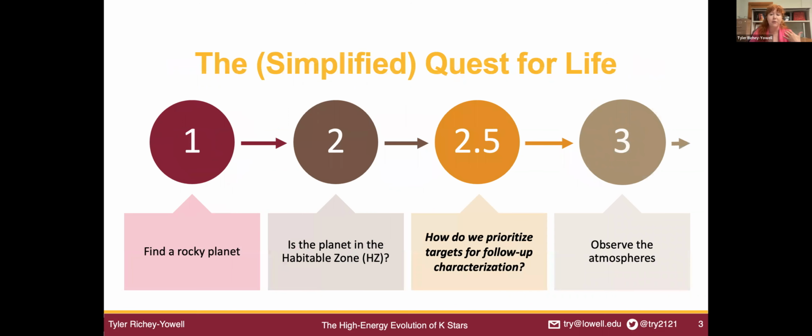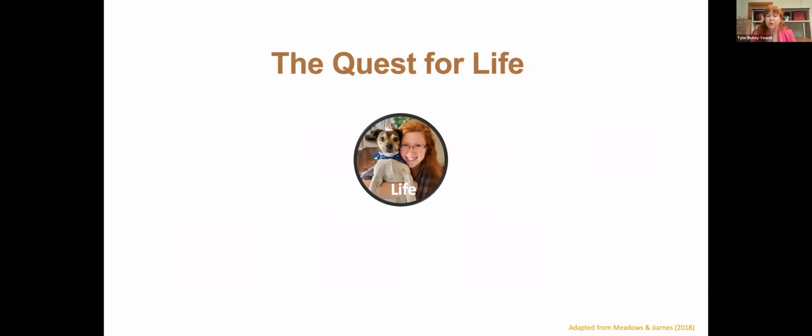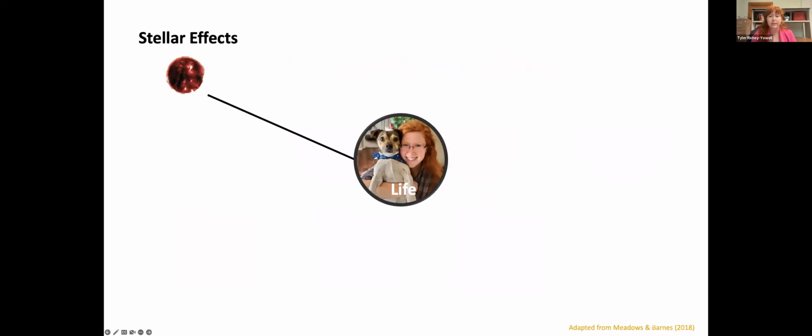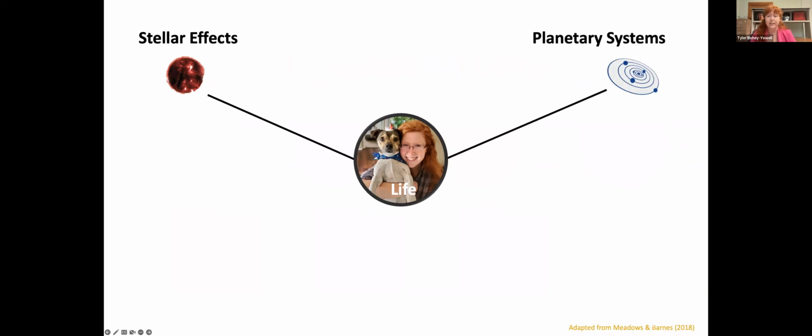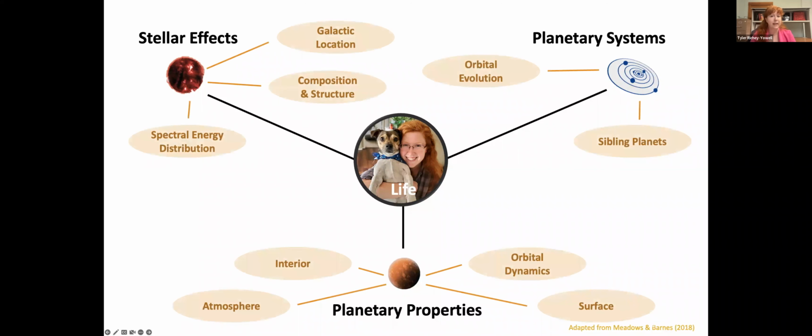In reality, though, you guys know that it's not feasible for us to observe every planet that's out there. So we have to have some way to prioritize which targets we actually want to spend the time observing. And true habitability isn't just defined or guaranteed by a planet being in the habitable zone, though. There's a lot more that actually goes into being able to form life. The major components that go into this are stellar effects, planetary system components, and the properties of the planets themselves.